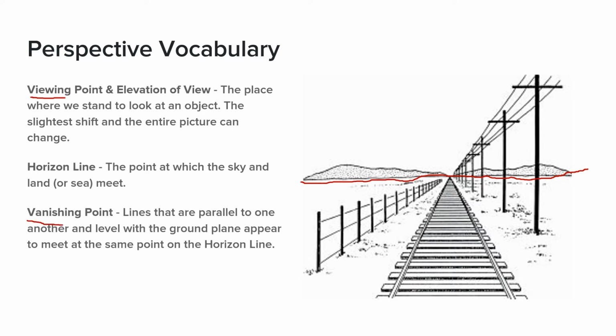All right, so that's really important to know. And then there's the vanishing point, which is different from the viewing point. So the viewing point is from where you're standing and what you see in front of you. The vanishing point is where all things disappear. So the lines that are parallel to one another and level with the ground plane appear to meet at the same point on the horizon line. So in our little image here, our vanishing point would be right here because all of these lines lead towards the vanishing point. So these lines of the railroad, the lines of the fence, and our electrical power lines all lead to this vanishing point.